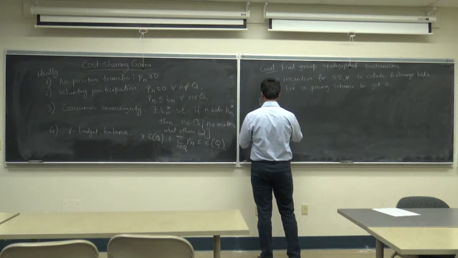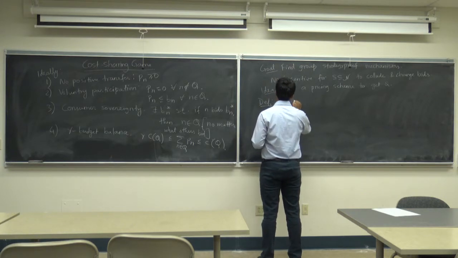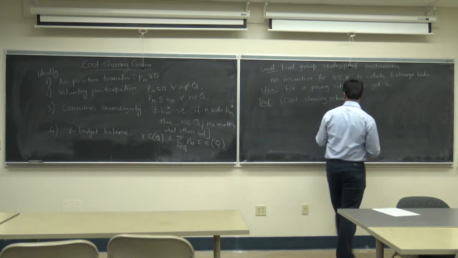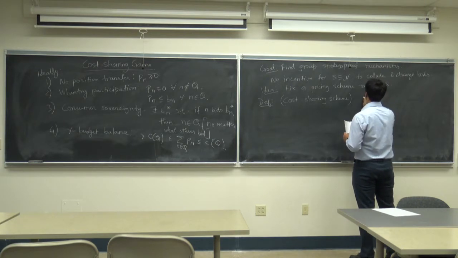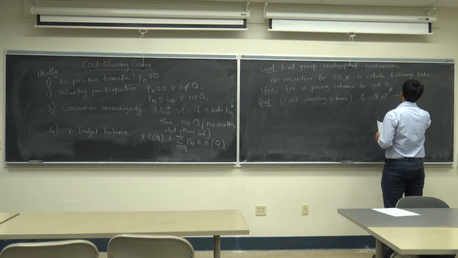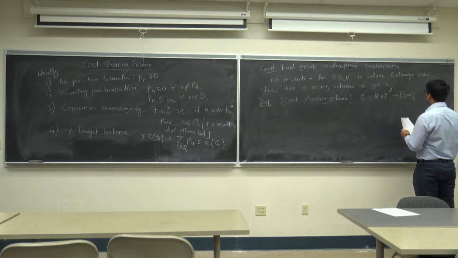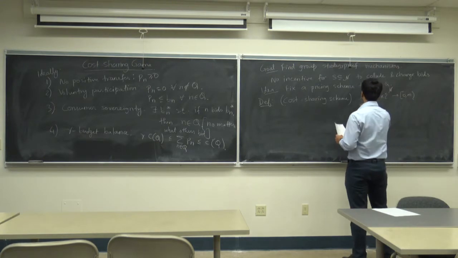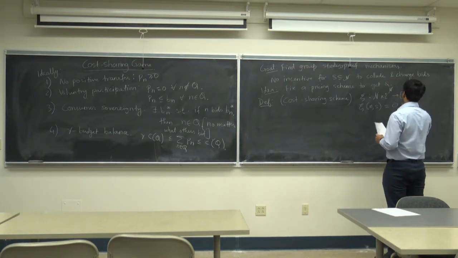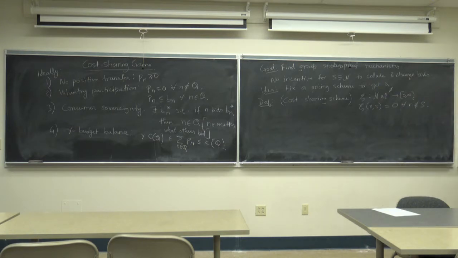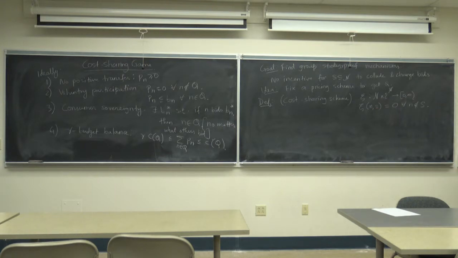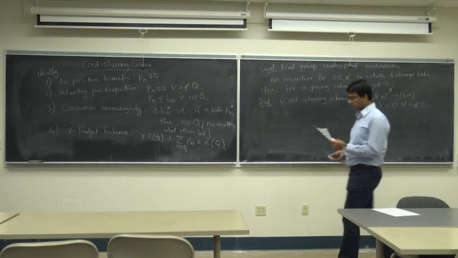The first definition is a cost sharing scheme. I have C that maps N cross 2 raised to N to [0, infinity). This is my cost sharing scheme. What should it satisfy? C of i comma S should be equal to 0 for all i not in S. This is a very reasonable restriction to make. If I am going to service S customers, then customers outside of the set S should not pay anything. That's a cost sharing scheme.